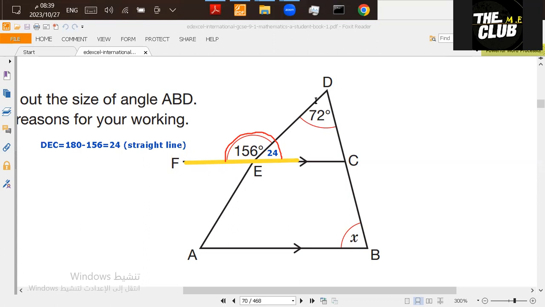DCE. Why? Because this is a triangle. You can see that this is a triangle. And triangles, angles add up 180. So we're going to add these together and subtract from 180.